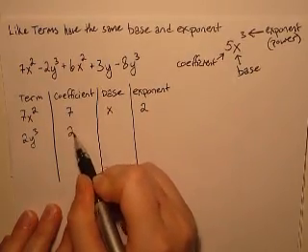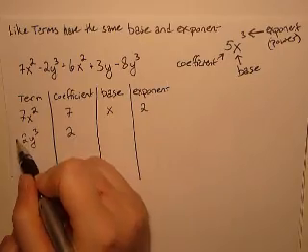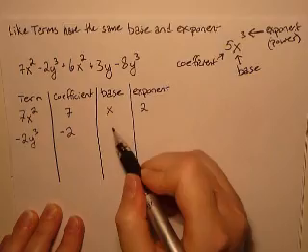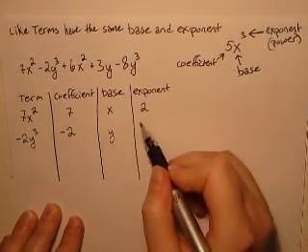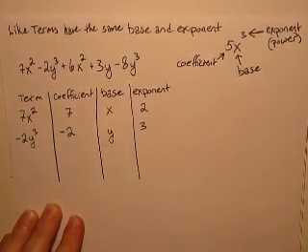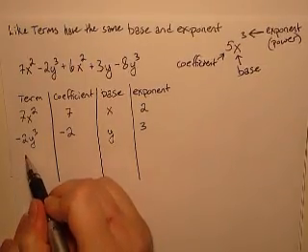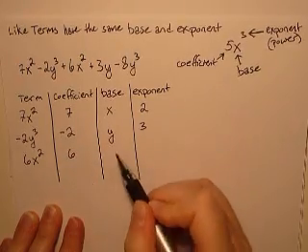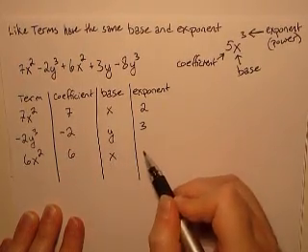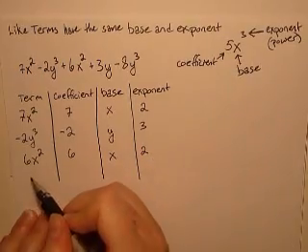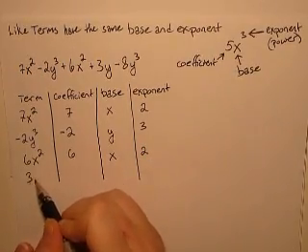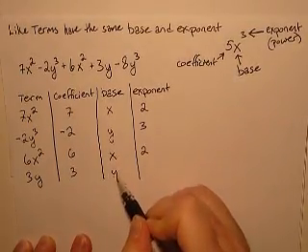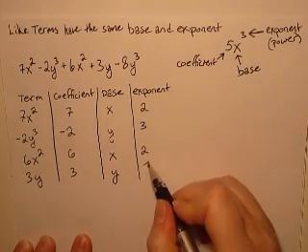It has a coefficient of negative 2, a base of y, and an exponent of 3. The third term is 6x squared. It has a coefficient of 6, base of x, and an exponent of 2. The fourth term is 3y with a coefficient of 3, a base of y, and an exponent of 1.